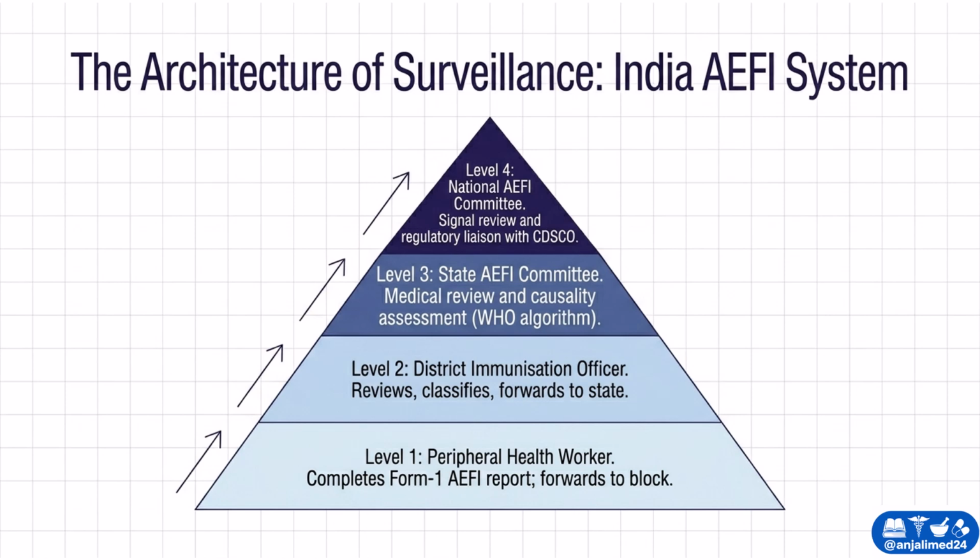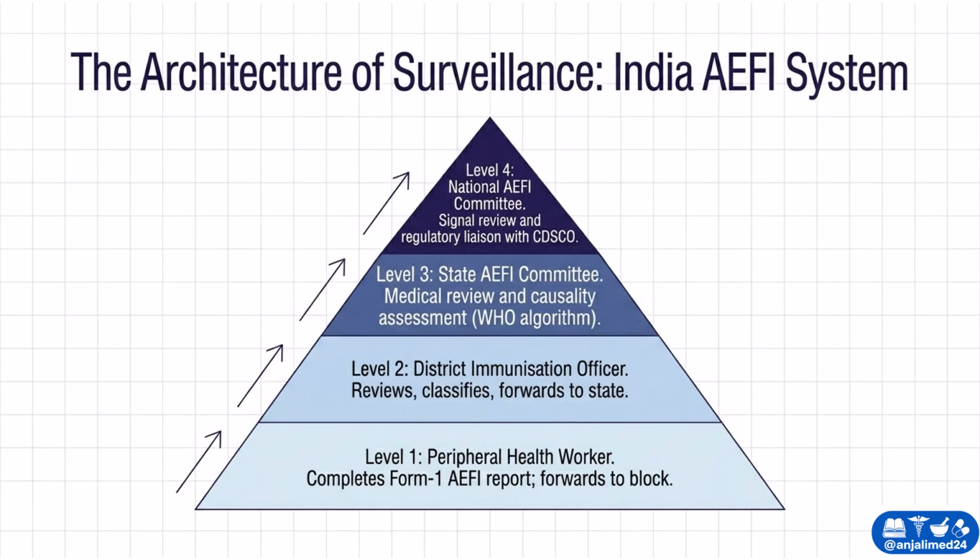Next comes Level 2, the district immunization officer. Here, reports are reviewed, classified, and assessed for completeness. The district level authorities determine whether the event meets criteria for a serious AEFI investigation and then forward relevant cases to the state committee. This stage acts as the first formal filtering and coordination layer in the surveillance process.